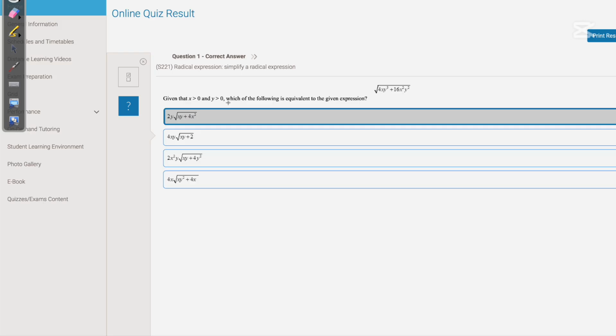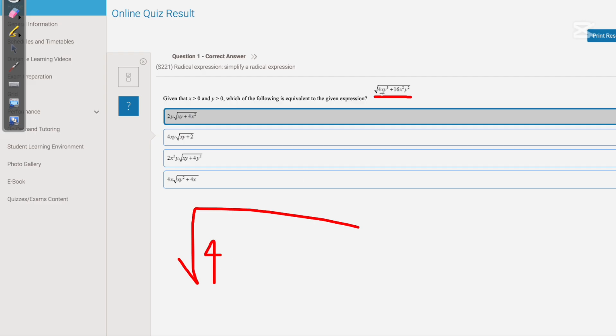Given that x is greater than 0 and y is greater than 0, which of the following is equivalent to the given expression? The square root of 4xy cubed plus 16x squared y squared. For this question, first of all, we will need to factor out the part that will allow us to take it out of the radical. So let's say 4 will make it out of the radical, and y squared would be y outside of the radical. So here we have 4 which we can take out.